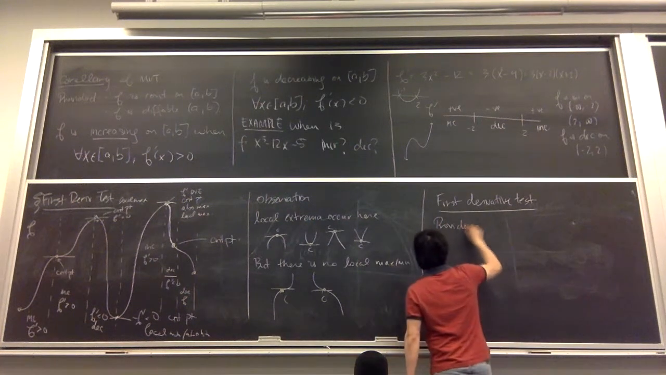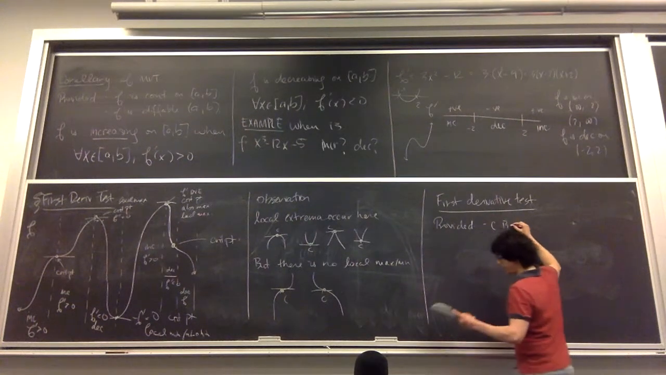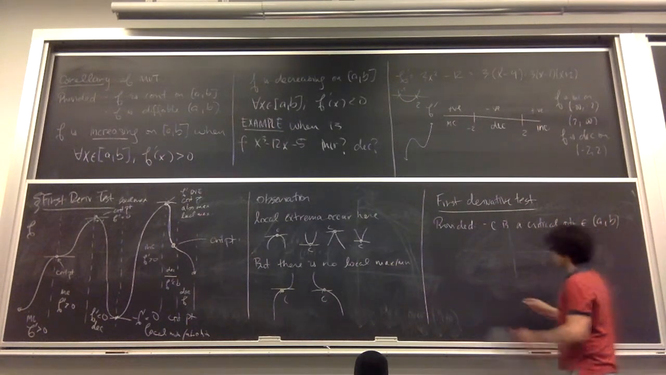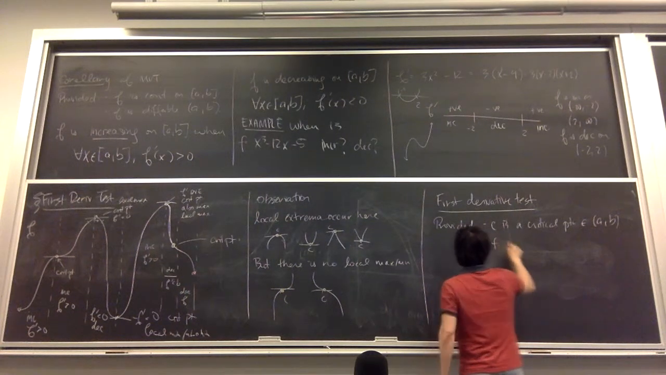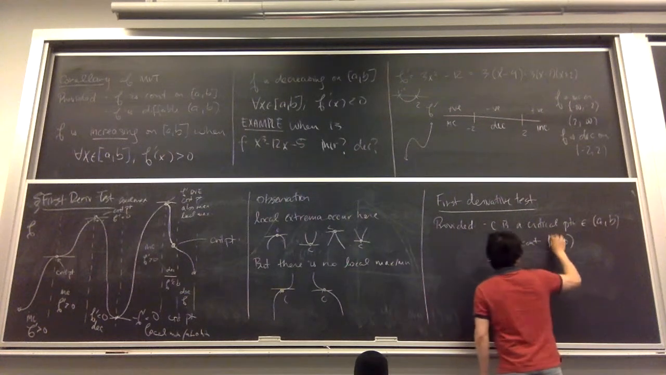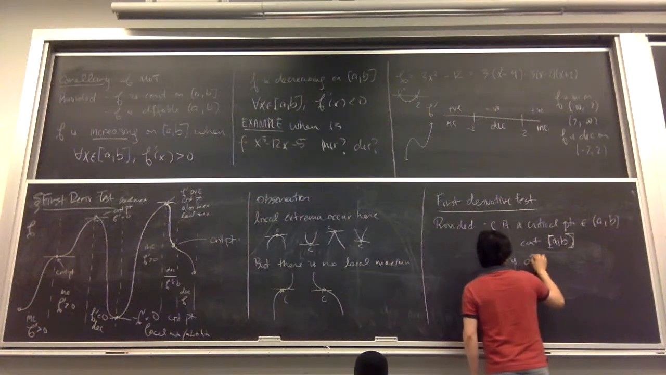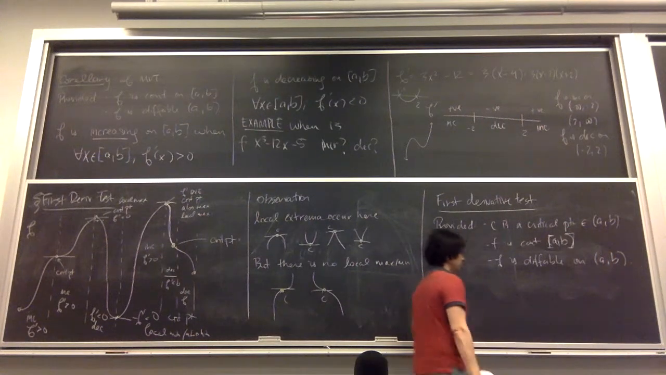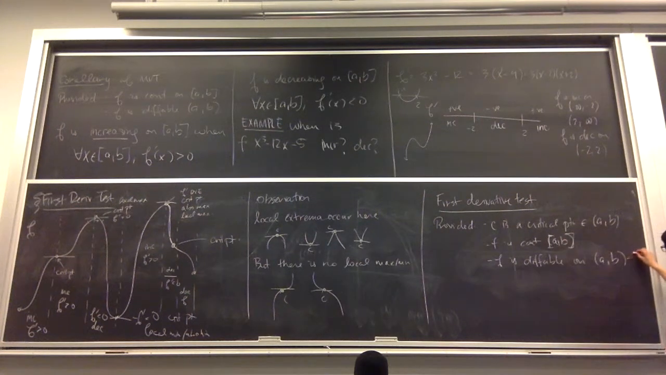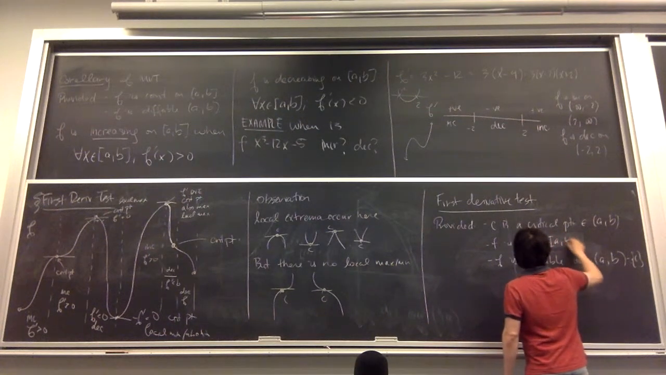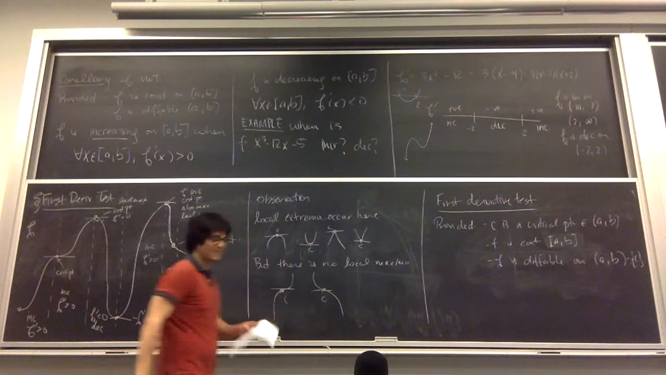Provided C is a critical point in this interval, F is continuous over this interval, I guess the closed interval, and then F is differentiable on the open interval. And this is maybe confusing. The open interval, but maybe not C. Yes, sir? The middle one open or closed? Yeah. Clopen. There is actually something called clopen. Yeah, closed-open sets, yeah.